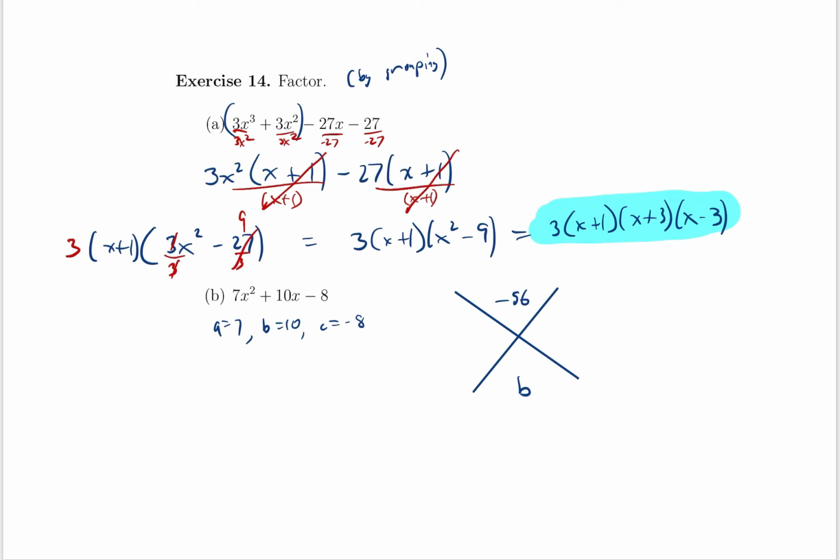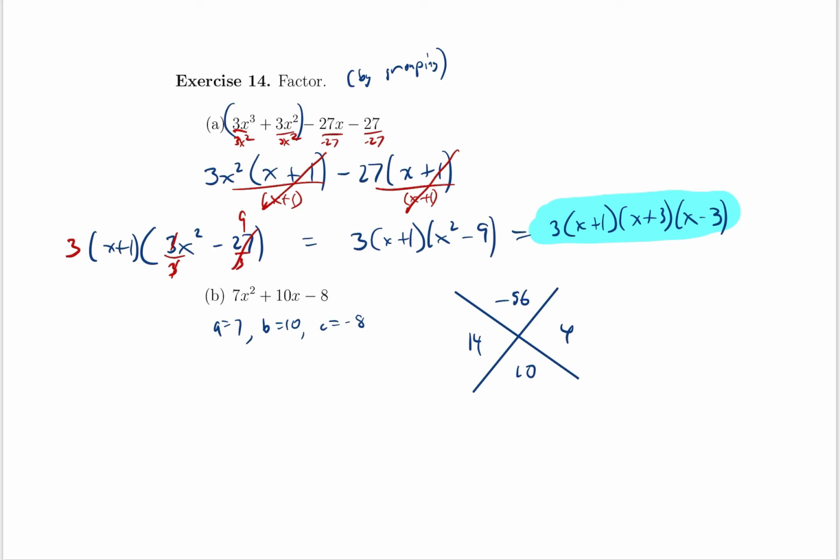And on the bottom, you want the B coefficient, which is 10. And now our job is to look for two numbers whose product is negative 56 and whose sum is 12. And for that, we just have to kind of guess and check. I think 14 and 4 might work. Yeah, 14 and 4 work.